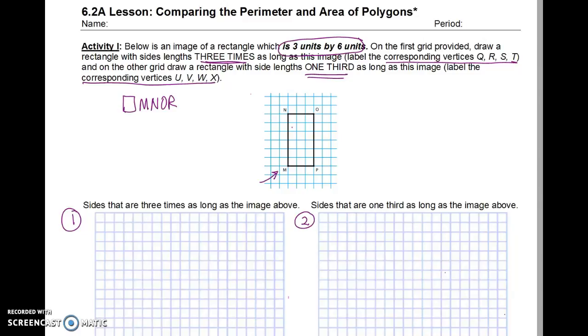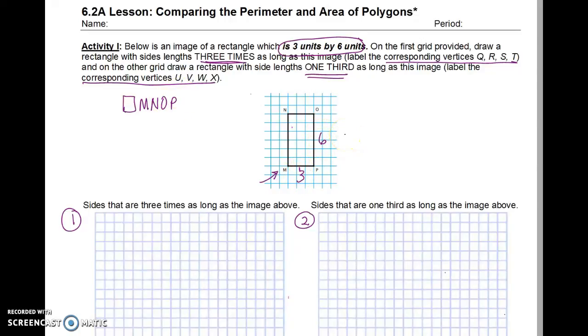We are on 6.2a lesson, comparing the perimeter and area of polygons. And remember, I only have 15 minutes, so sometimes I'll need to talk fast. All right, the first activity shows an image of a rectangle, and I'm going to name that rectangle MNOP, not R, excuse me. And you can see that this rectangle measures 3 units by 6 units.